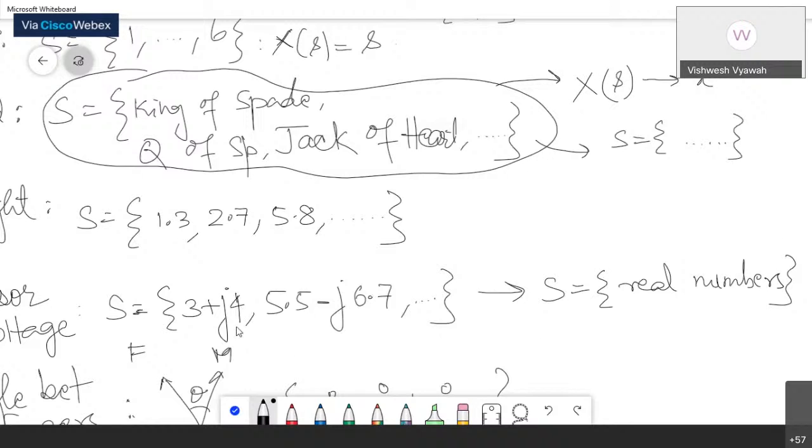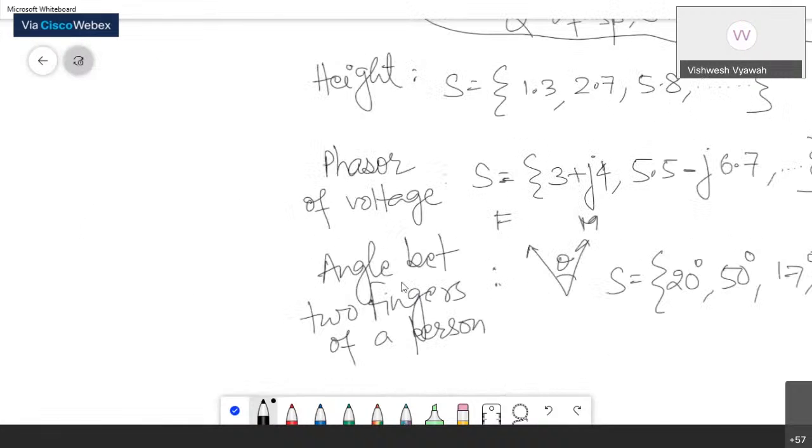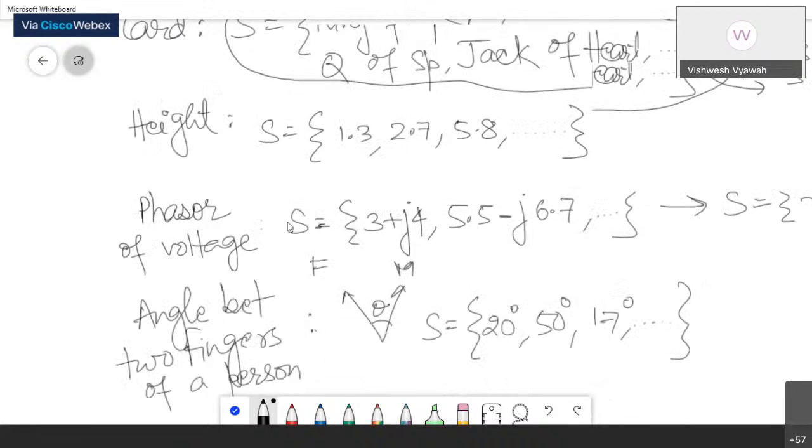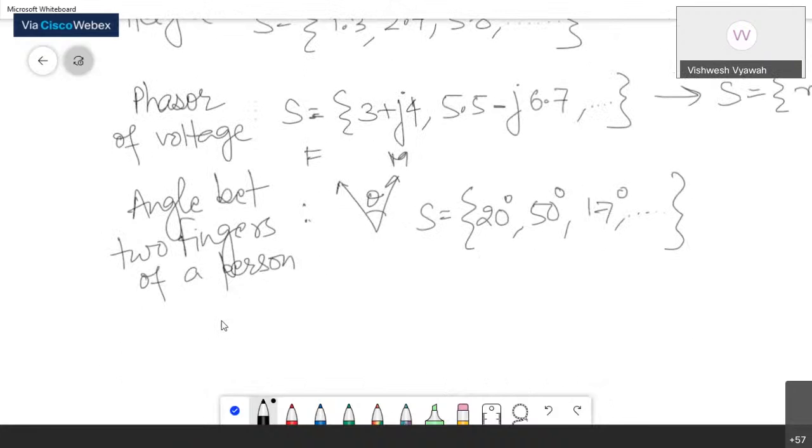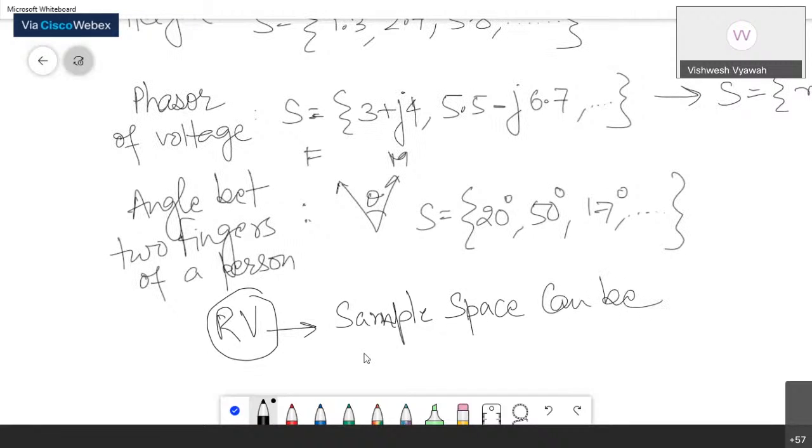Okay, right. So this is the advantage of sample space. I hope you have understood the importance of sample space. The advantage of a random variable is that the sample space can be mapped to real numbers.